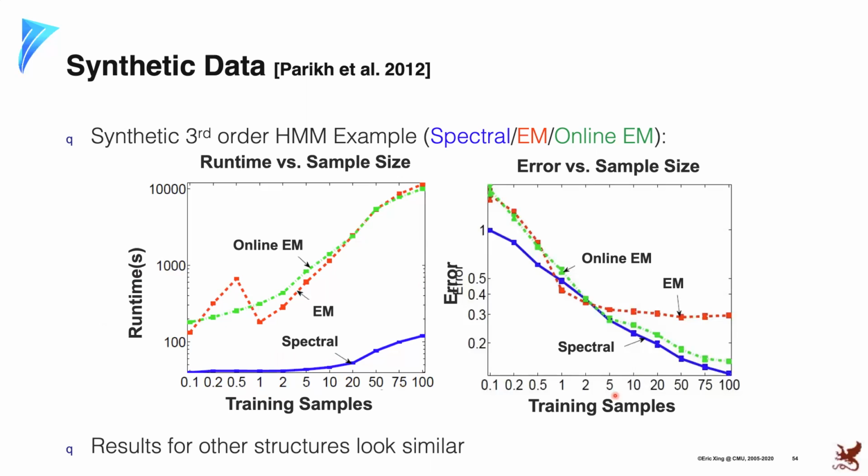And the second graph shows the evaluation error, which is the estimated joint probability matrix versus the ground truth probability matrix. So essentially, we can see that spectral learning can achieve comparable results to the EM algorithm, but combining with the first figure, its speed is much faster. And the results for other structures that they reported in this paper look similar. Okay, so that's basically the comparison of spectral learning to the traditional EM algorithm.